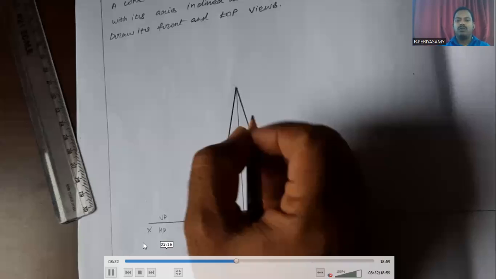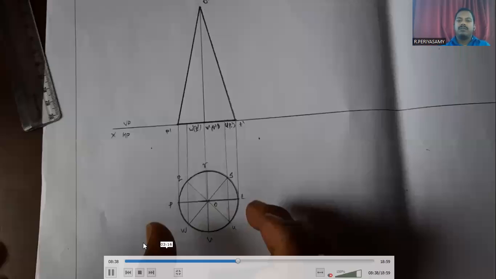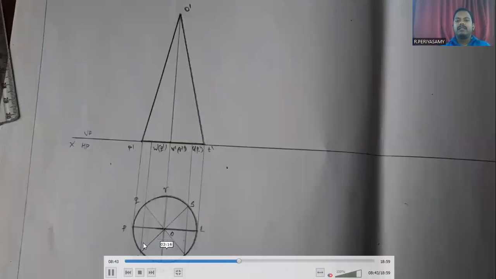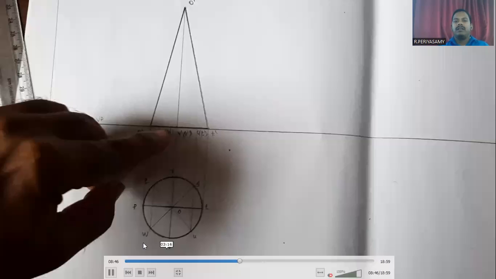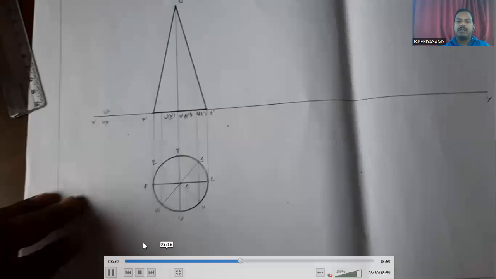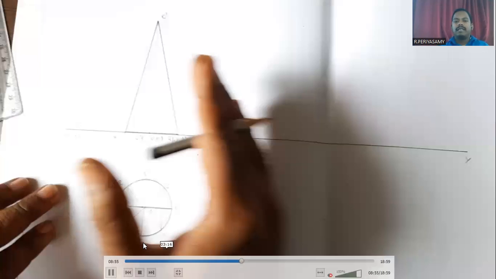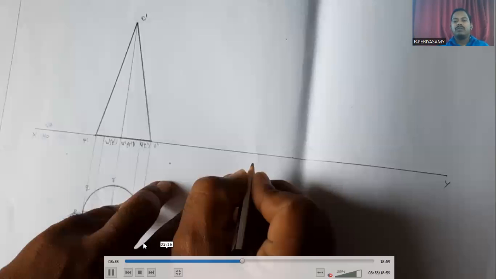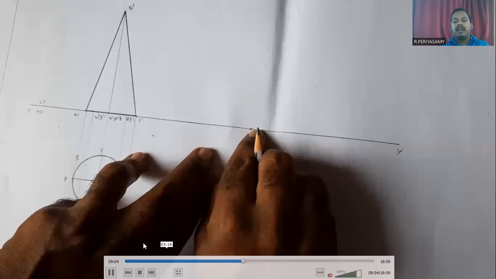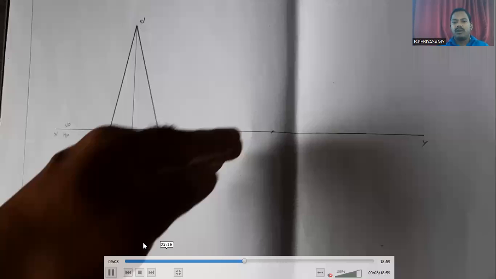When the cone base rests on the HP, this is the simple top view projection and the simple front view projection. Next, we have to draw its axis inclined at 30° to the HP, and find its front view and top view projections. Axis inclined to the HP means the inclination line will be above the reference axis. In the reference axis, we mark one point.